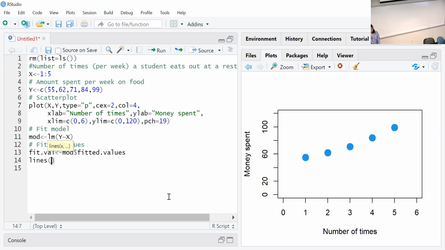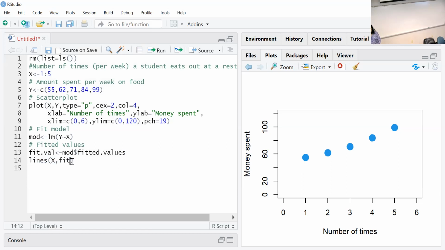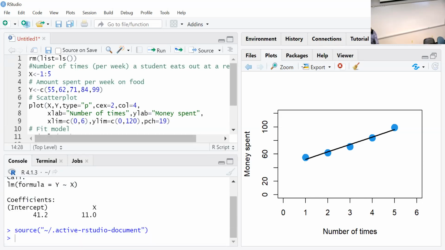Next step, I'm going to plot the line corresponding to the fitted values, or using the fitted values. And that's the line we get. Got pretty lucky. That's a very good start. Well, not lucky, I wrote it that way.